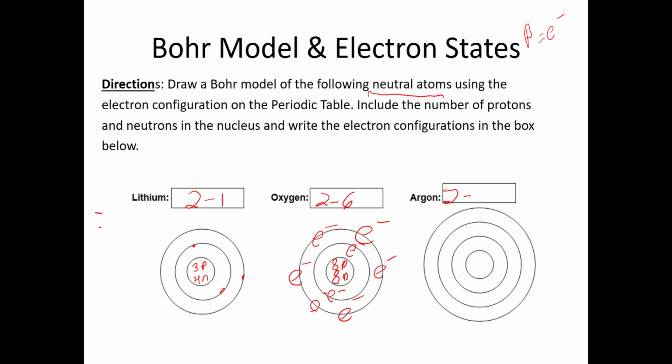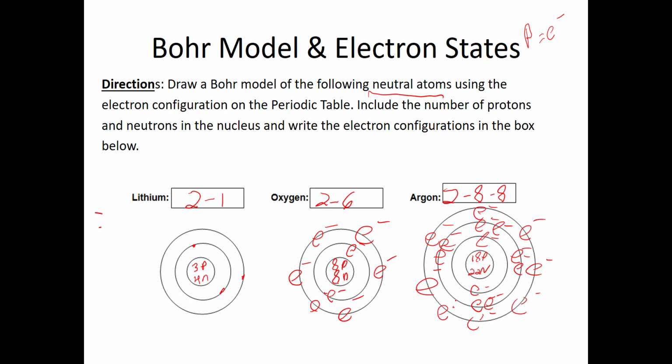We're going to have 2-8-8. So inside of the nucleus we have 18 protons, and then we have 22 neutrons. And on the first principal energy level, we're going to have 2 electrons. And on the second, we're going to have 8. 1, 2, 3, 4, 5, 6, 7, 8. And on the last, we're going to have 8. So 1, 2, 3, 4, 5, 6, 7, 8.